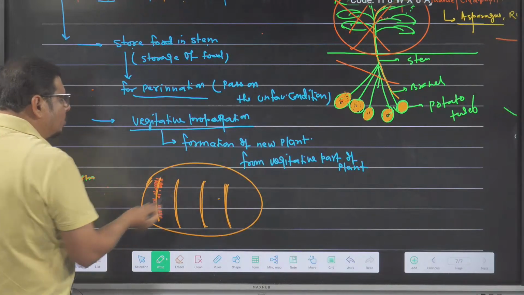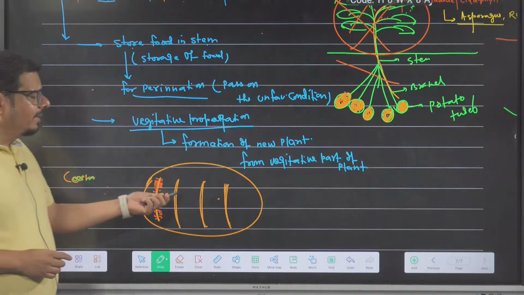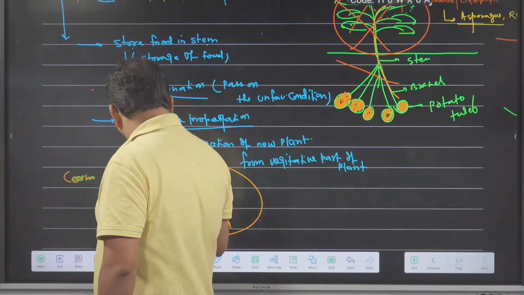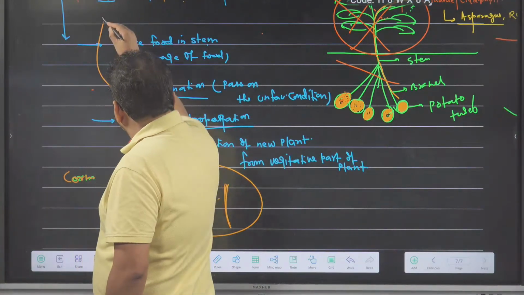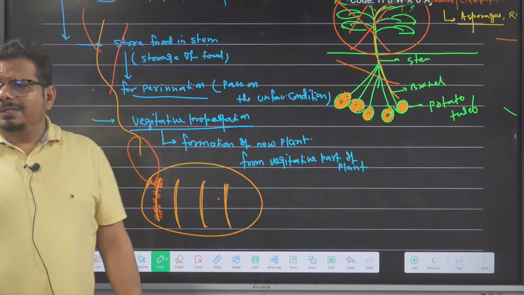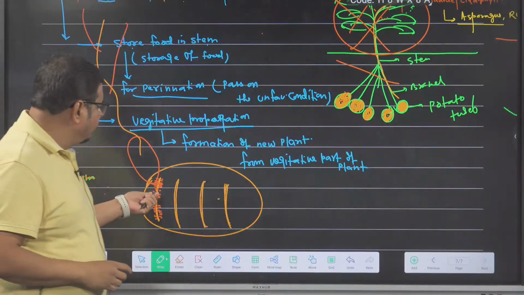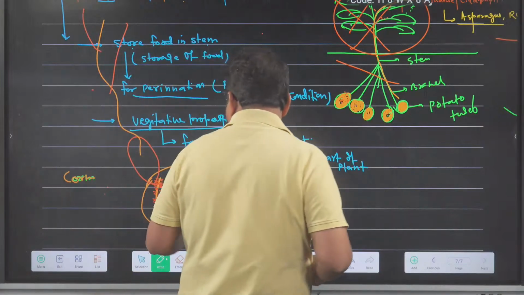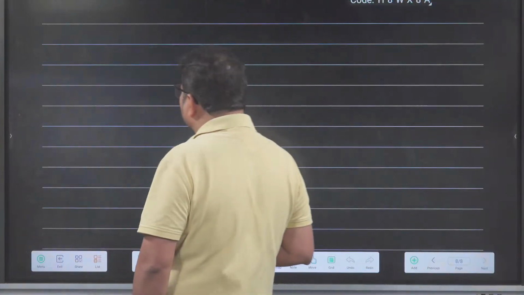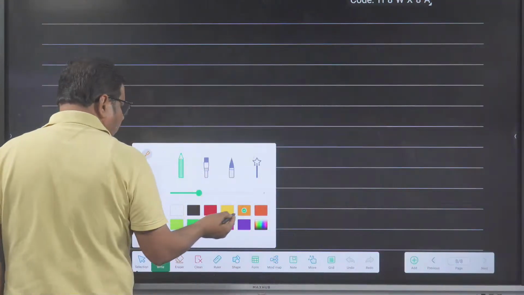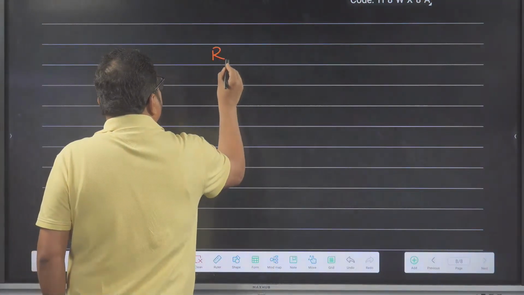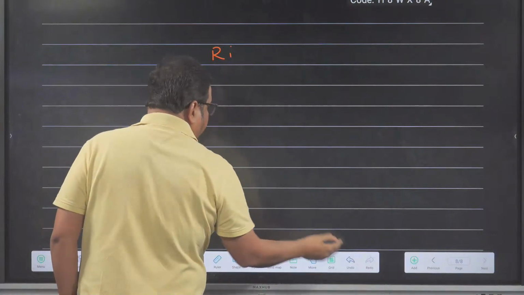So they are also storing the food, and as the favorable condition comes, they sprout buds from the node, and a new plant is going to arise from here. Getting the things or not? Same everywhere. You can say the same story in case of potato tuber and corm. So examples of corm are which one? Colocasia, alocasia, amorphophallus.